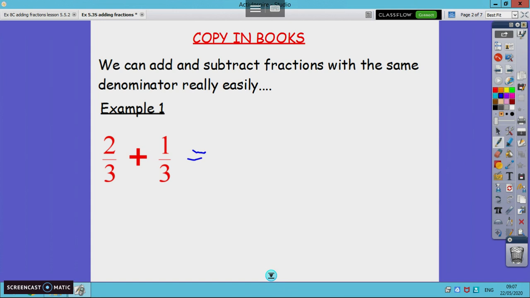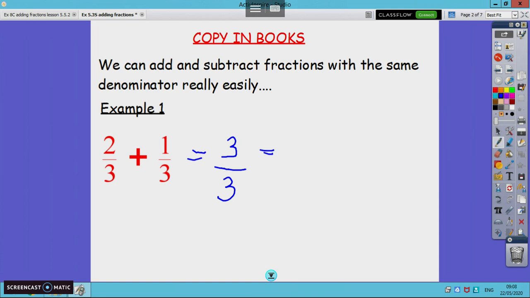So 2/3 add 1/3. All we have to do is add the numerators together. So 2 add 1, which is 3. And then we keep the denominator the same, because what we're really saying is 2 of something, add 1 of something gives me 3 of the same thing. So the denominator stays the same. So we've got here 3/3.